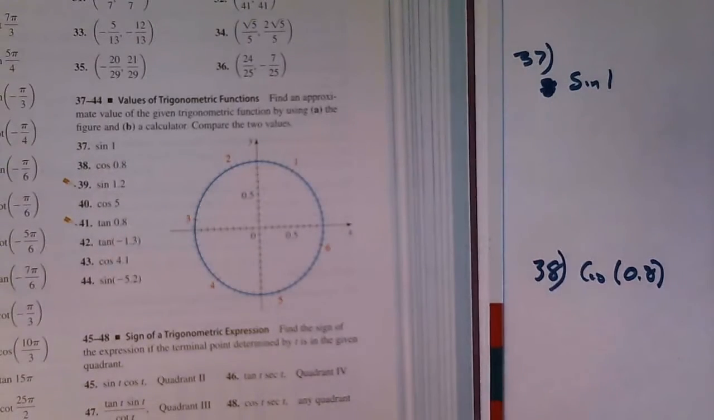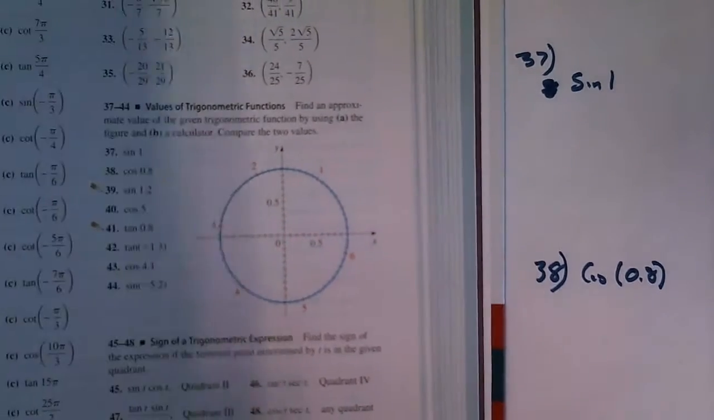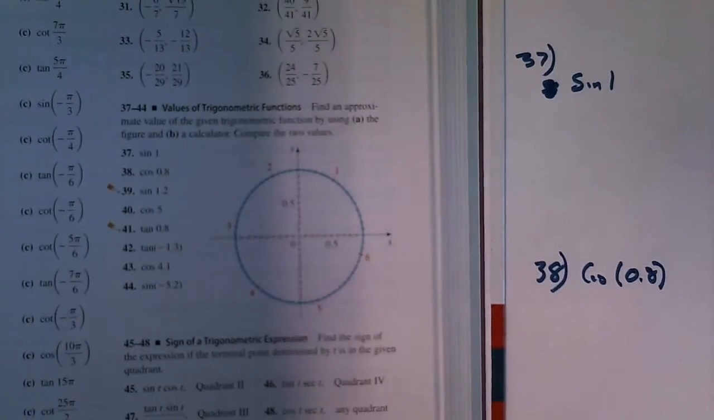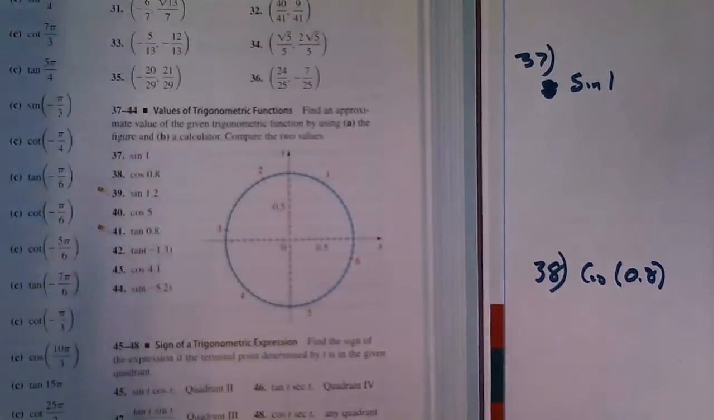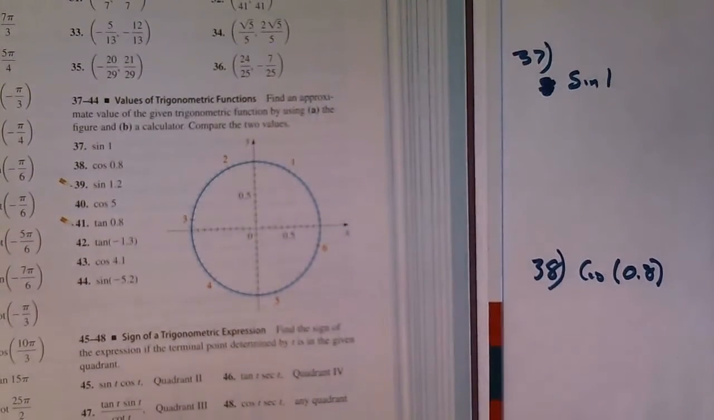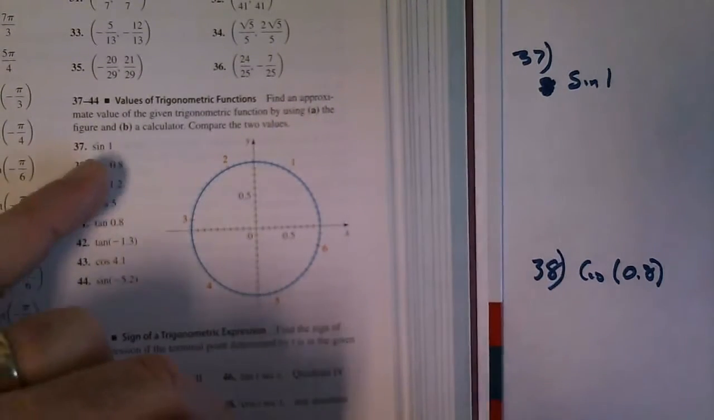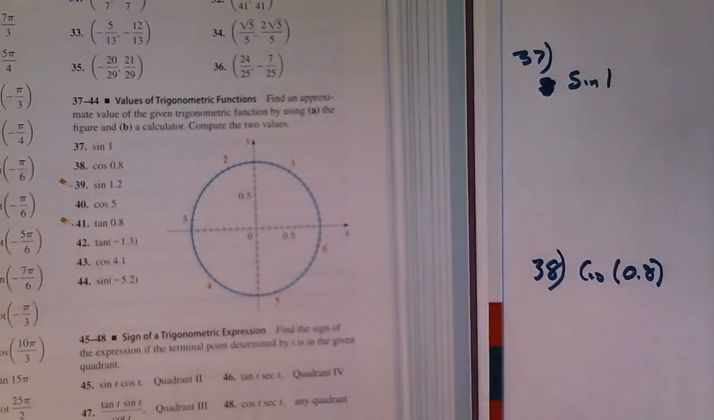All right, I'm going to take a look at numbers 37 and 38 here. This is from section 5.2 of the pre-calculus textbook by Stewart, Redlin, and Watson. Number 37 says, use the picture to find the sine of 1.